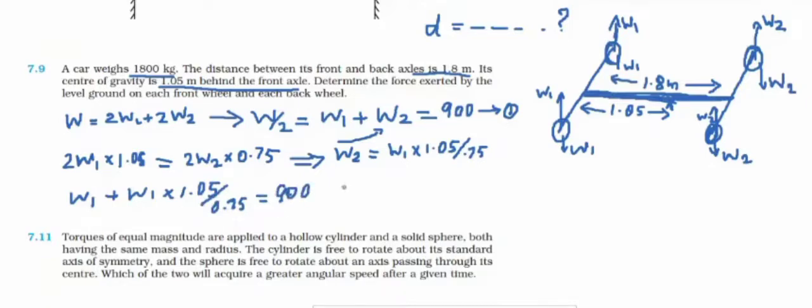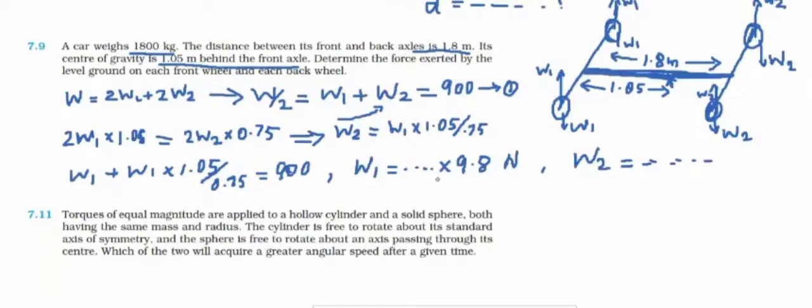Now simplify the equation, find the value of W1, and whatever value you get, you have to multiply by 9.8, then only you will get the answer in Newton. Once you get the value of W1, substitute the value of W1 in equation 1 and find the value of W2 also. After getting W2, that also you have to multiply by 9.8 so that you will get the answer in Newton. So that is the question. Now, question 10 is not in syllabus. Question 11.